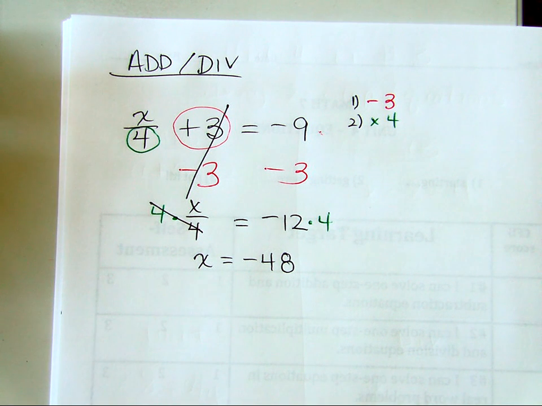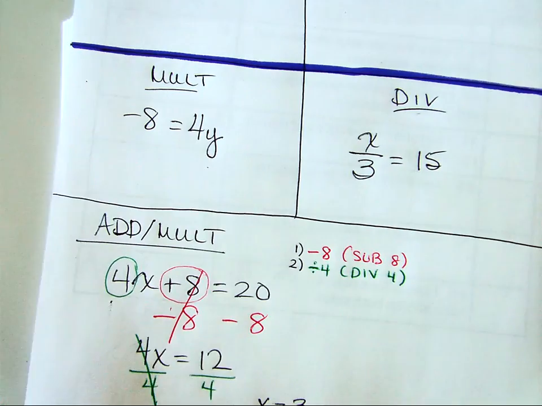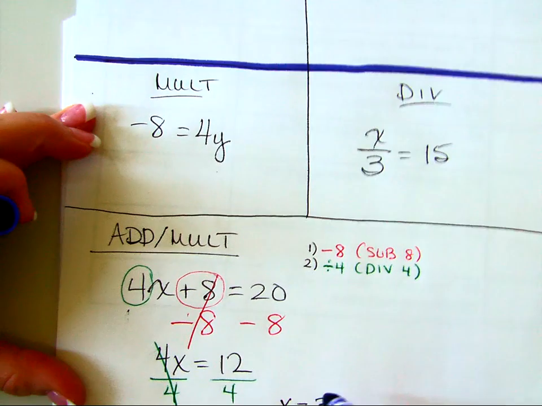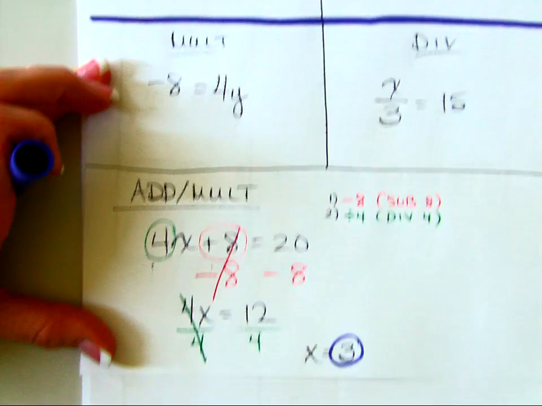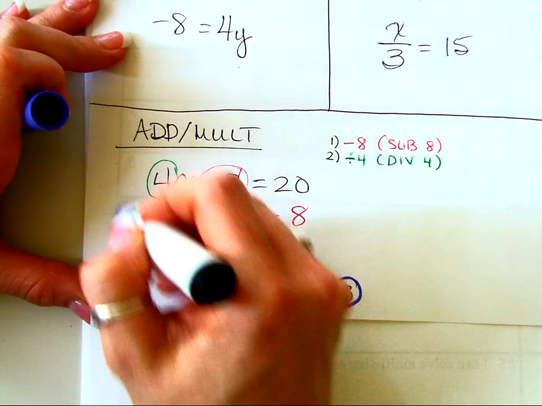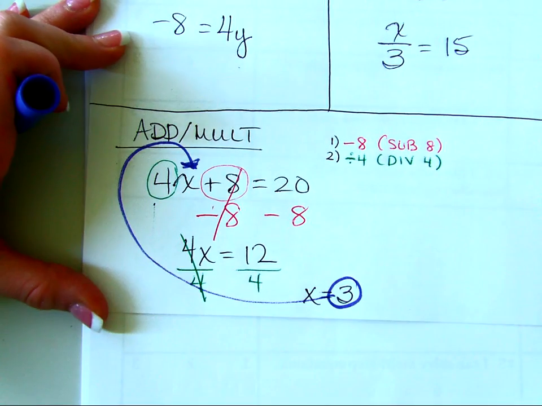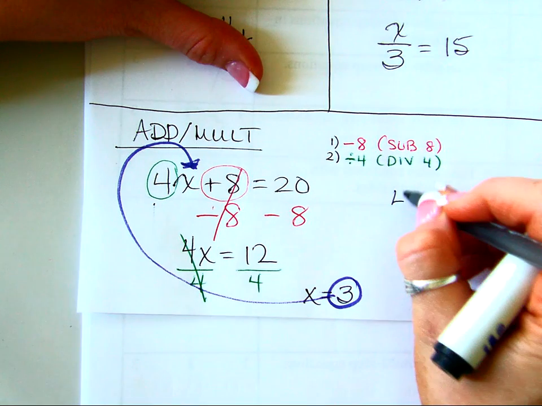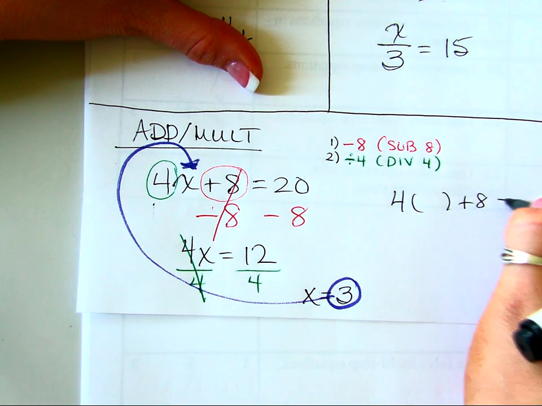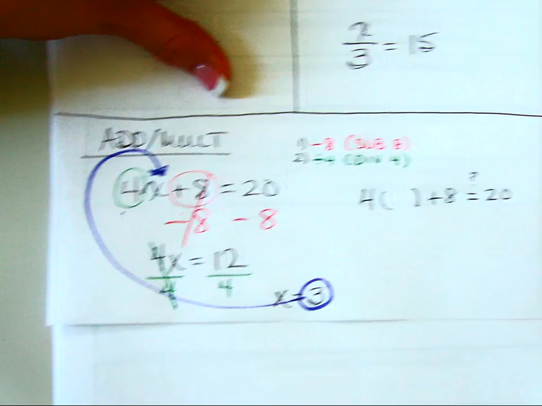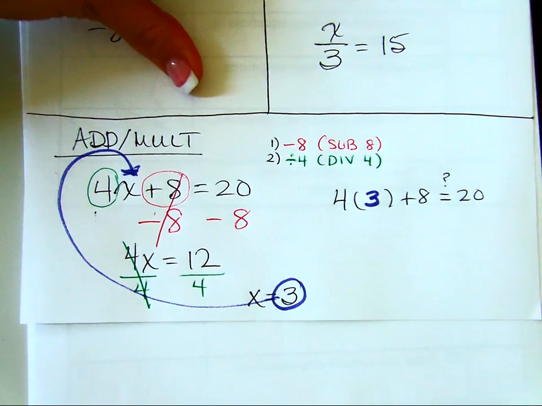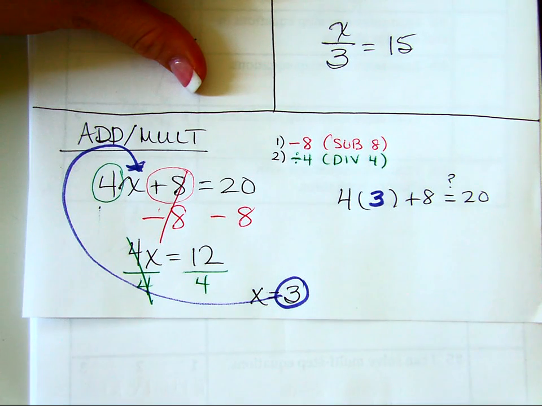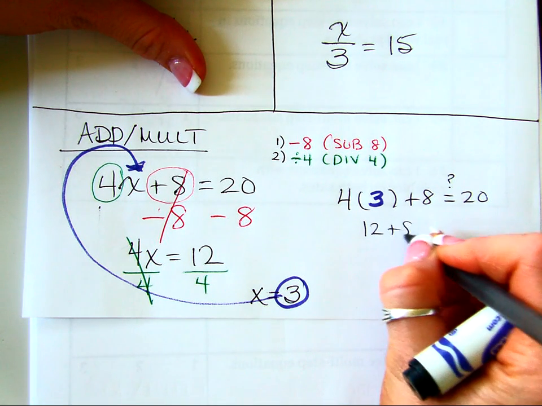Hey, you want to know how to get an A on every single equations test? You check your work. You know what that means? Up here, look what it means. I'm going to take what you just told me that x was, put it all the way back up here, and say 4 times x plus 8. Does that equal 20 like I just said it did? Is 12 plus 8 equal to 20?